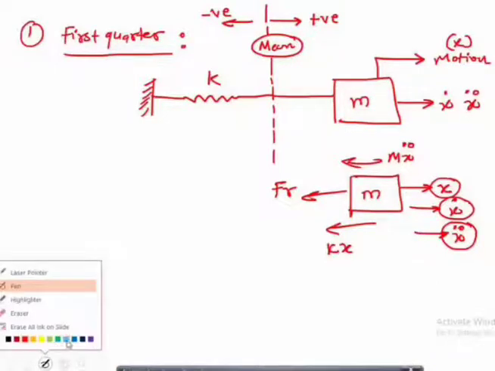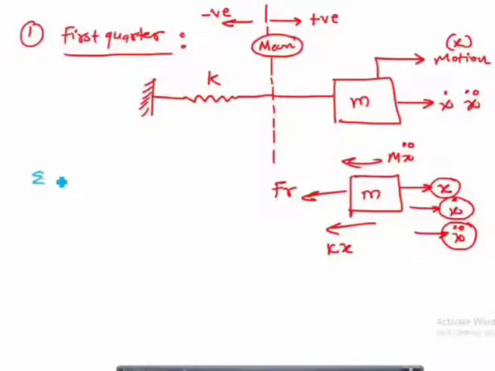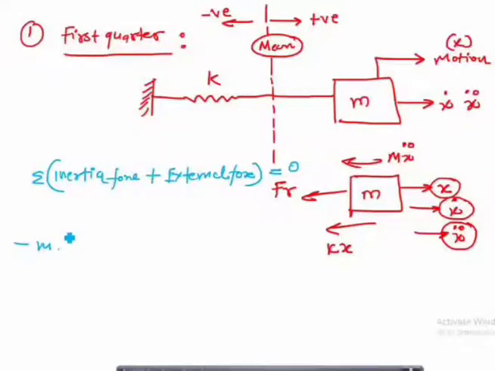Now guys, you apply D'Alembert's principle. What is D'Alembert's principle? Summation of inertia forces plus summation of external forces, in brackets, is equal to 0. This is what I have already explained. Now tell me, what are the inertia forces? All the inertia forces that we have are directed toward the left, so we will take them as negative in this case. So minus m x double dot. I will erase this.